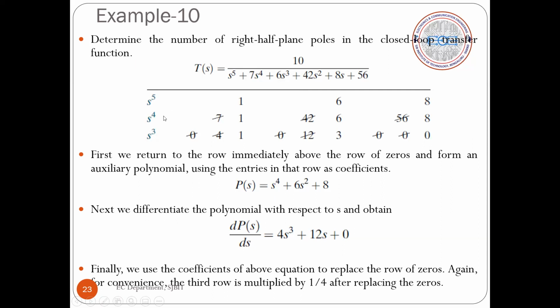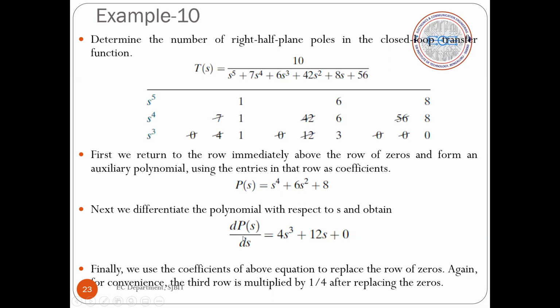So I have S power 4, correct? S power 4 into 1, plus S power 3, I should skip, S square I get 6S square, plus this becomes the constant, S power 0. I got an auxiliary equation as s power 4 plus 6s square plus 8. Now we have to differentiate that polynomial to get the next row elements.